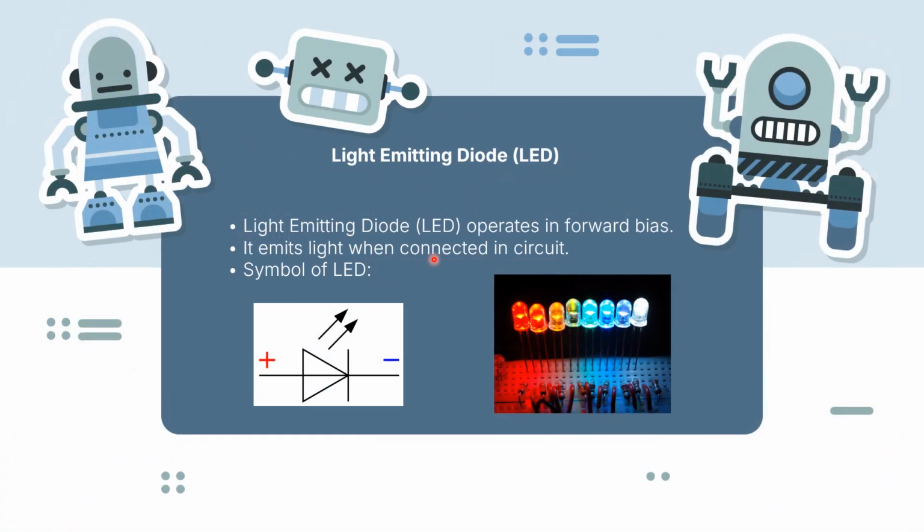Okay, a light emitting diode, LED, operates in forward bias. It means we should put a positive voltage, for example 5 volts, with a resistor on the anode terminal, and the GND or negative voltage on the cathode terminal. So it starts to emit light when we connect it in the circuit. And this is the symbol of LED in our circuit. And these are different colors of LEDs.